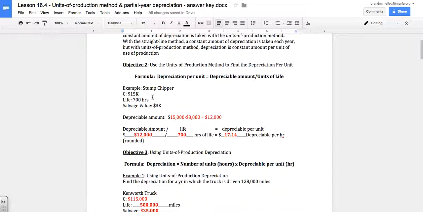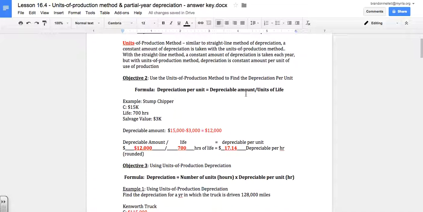Our first example here, we have a stump chipper. It costs $15,000. It has 700 hours of life, and it has a salvage value of $3,000. The first step we're going to take is to find out what is the total amount of depreciation that can come away from the stump chipper. So we take our cost minus our salvage value, and we get $12,000.